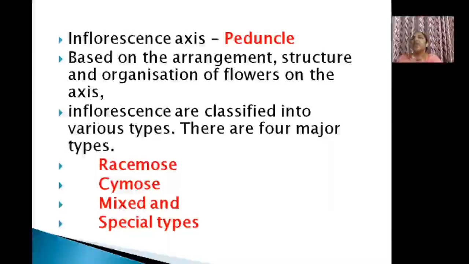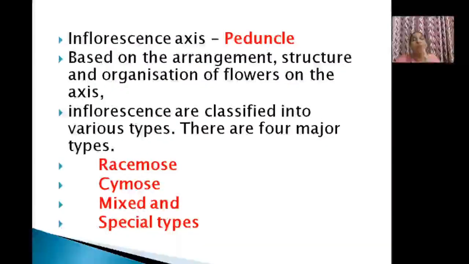Now, based on the arrangement, structure and organization of flowers on the axis, you can have different types of inflorescence. There is an axis on which flowers are arranged, and it can be of different ways of arrangement. When you look at Cassia fistula, there is a pattern. When you look at the jasmine flowers, there is a particular pattern. So it is mainly based on the flower arrangement on the axis, and it may be of different types.